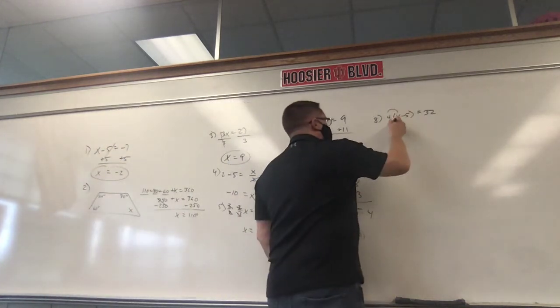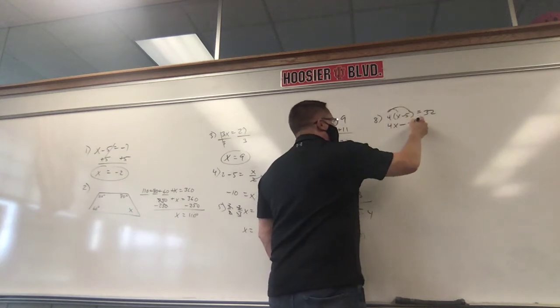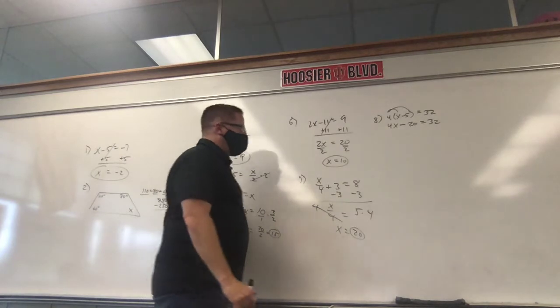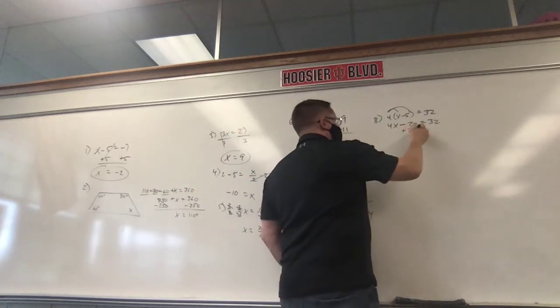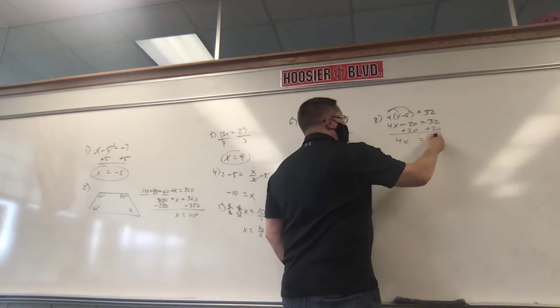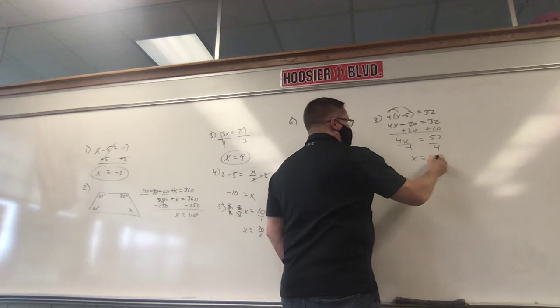4 times x is 4x, minus 4 times 5 is 20. Okay, equals 32. Add 20 to both sides. Add 20, we do that, we have 4x equals 32 plus 20, which is 52. Divide by 4. 52 divided by 4 is 13.